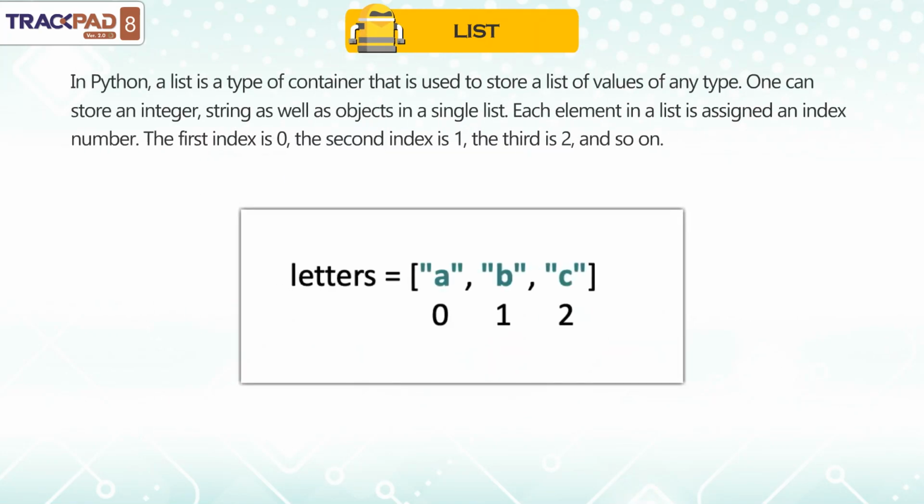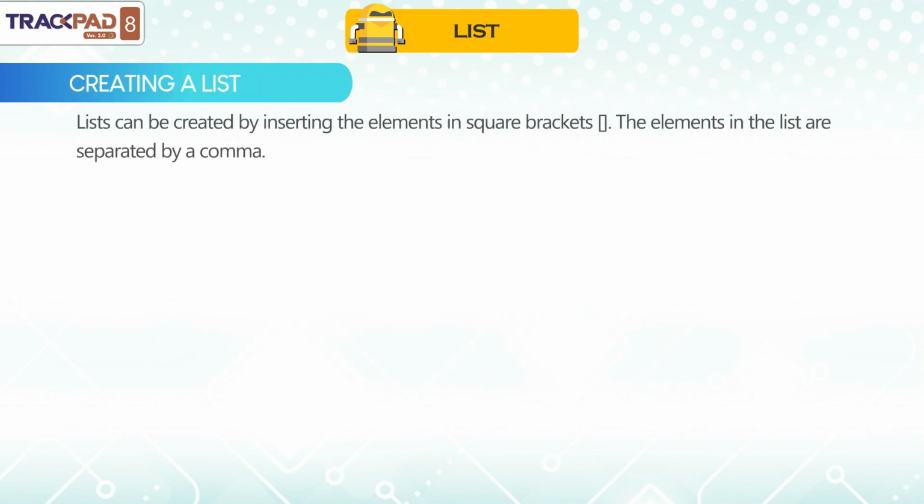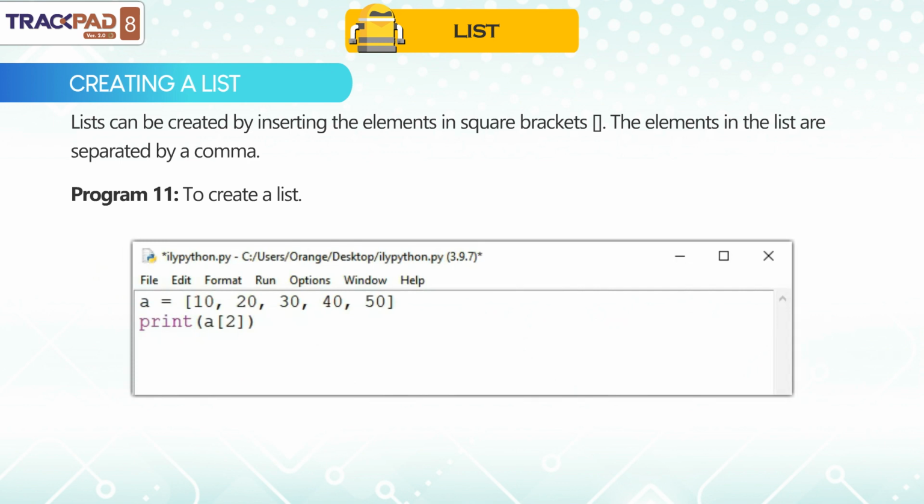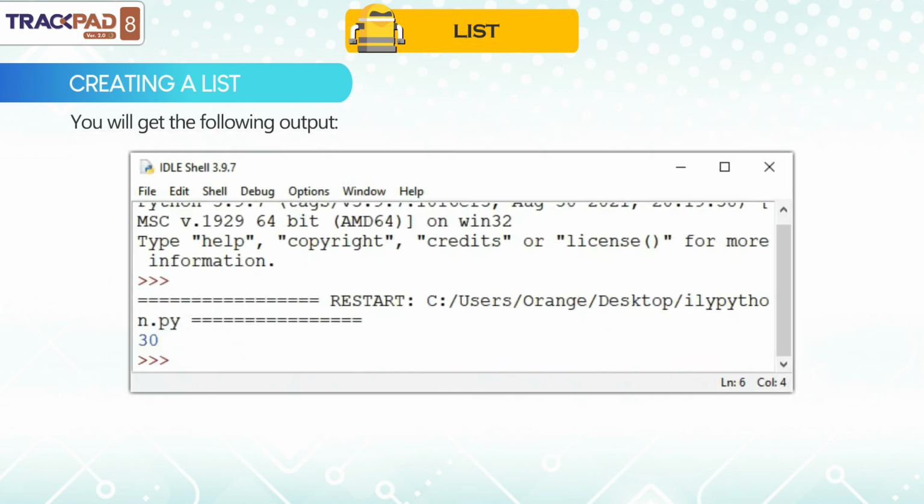List. In Python, a list is a type of container that is used to store a list of values of any type. One can store an integer, string, as well as objects in a single list. Each element in a list is assigned an index number. The first index is 0, the second index is 1, the third index is 2, and so on. Creating a list. Lists can be created by inserting the elements in square brackets. The elements in the list are separated by a comma. Program 11 to create a list. You will get the following output.